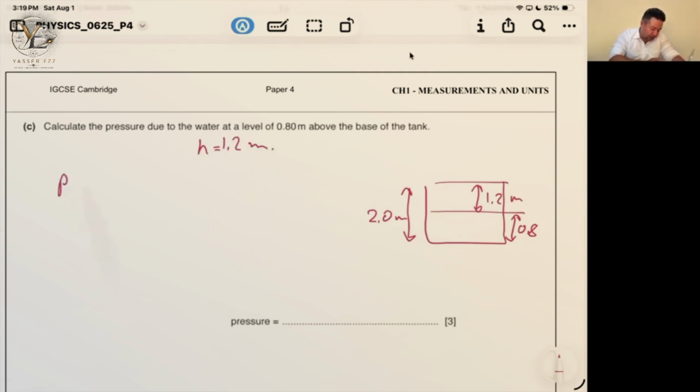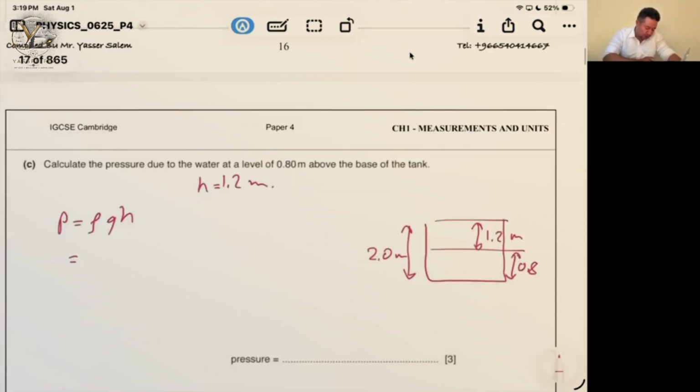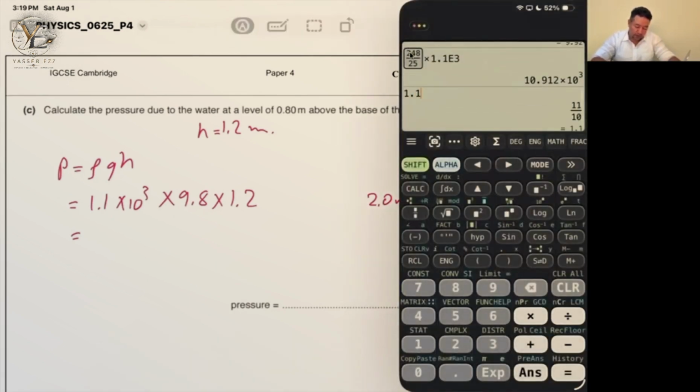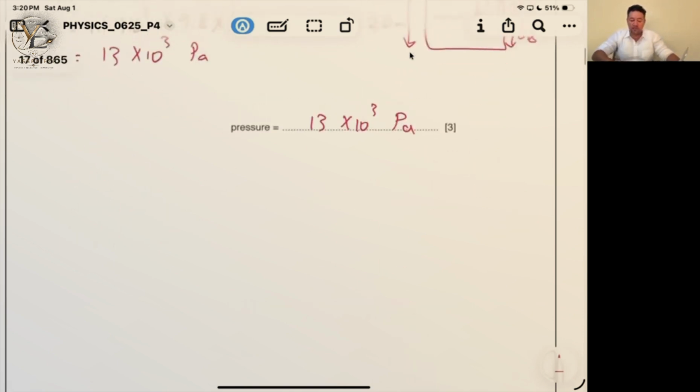Calculate the pressure. Pressure equals rho g h. Again, rho is given to us because they said 1.1 times 10 to the power of 3, times g, which is 9.8, times the depth, which is 1.2. So what is the total here? 1.1 times 10 to the power of 3 times 9.8 times 1.2 equals 12.9. I'm going to write it as 13 times 10 to the power of 3. The pressure is in Pascal, so 13 times 10 to the power of 3 Pascal within two significant figures.